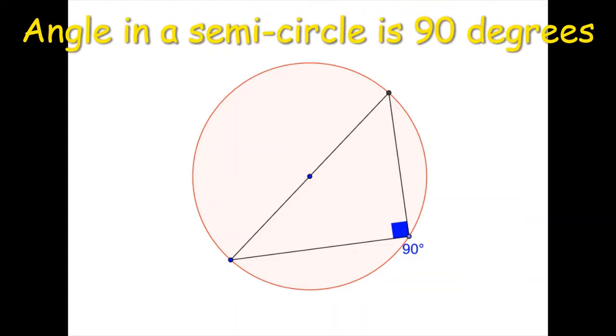I want to start talking about circle theorems, and the first one I want to talk about is that the angle in a semicircle is 90 degrees. Let me just demonstrate that to you. Angle in a semicircle, 90 degrees.